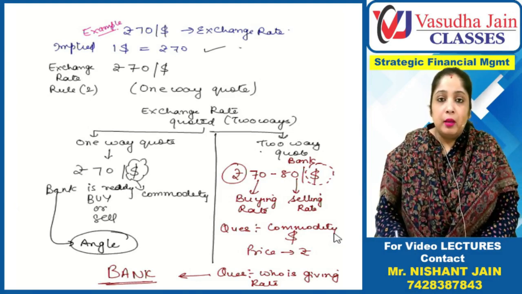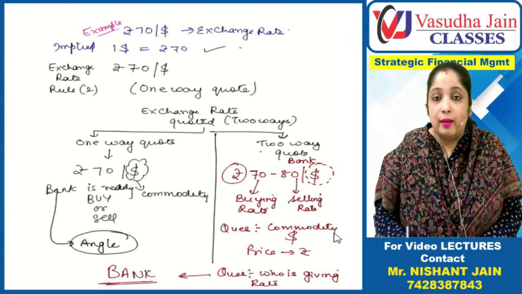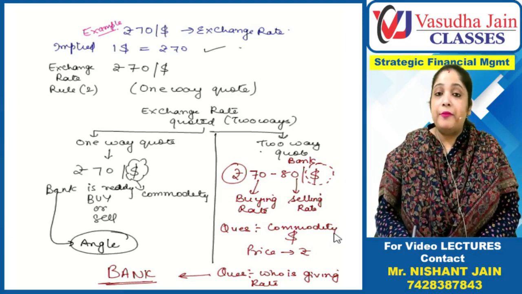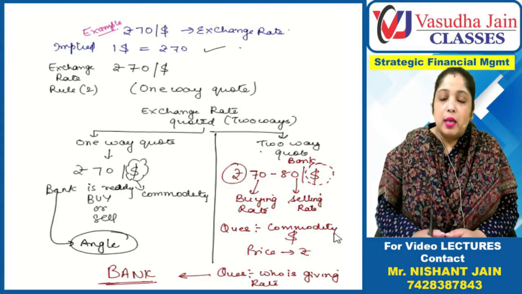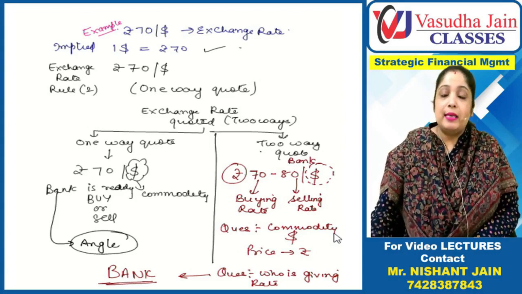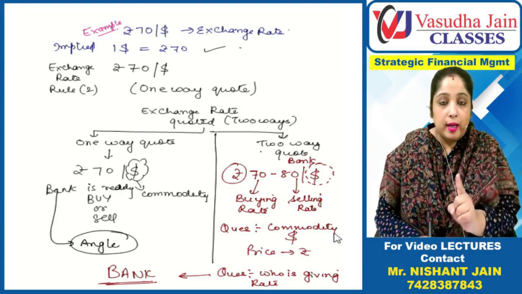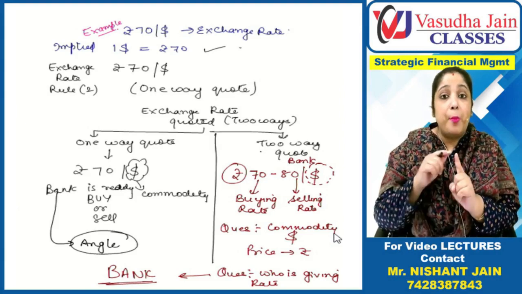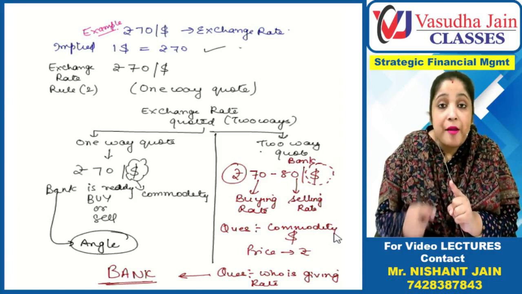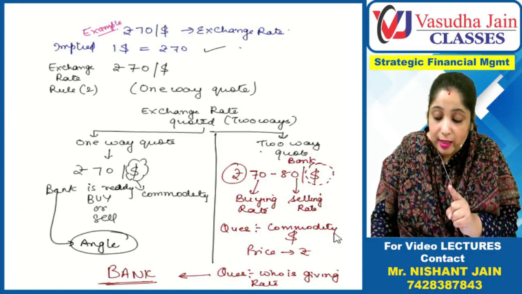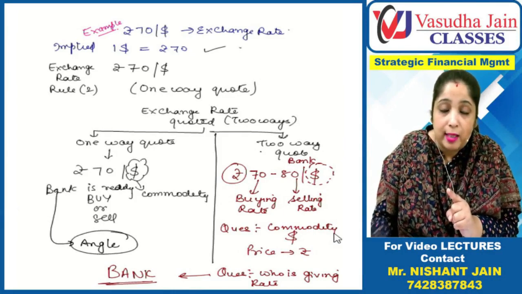Okay, simple? No, it is not that simple. And my dear friends, so many students get confused regarding buying rate and selling rate. So please listen to me carefully. Rule number 1, this rate is given by bank. Bank is saying I will buy $1 for 70 rupees. I will sell $1 for 80 rupees.